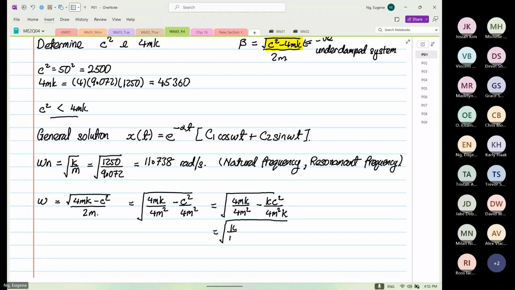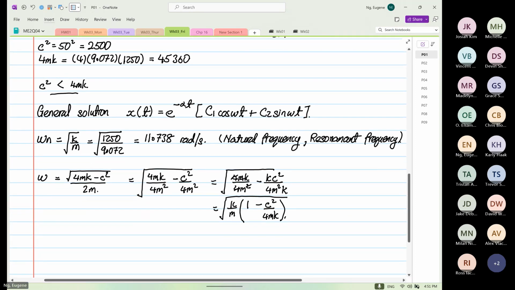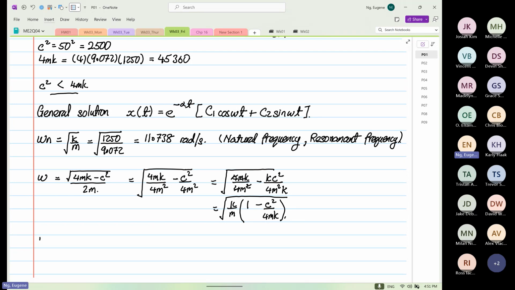k over m. And then this will become, cancel, cancel, this one cancel, cancel. So this will become 1 minus c squared over 4mk. So the next thing we're going to do, we're going to let zeta be equal to the square root of c squared over 4mk.